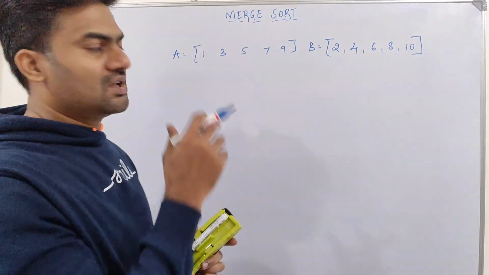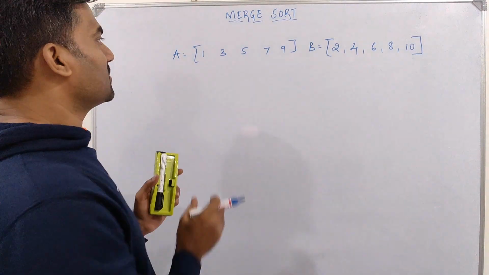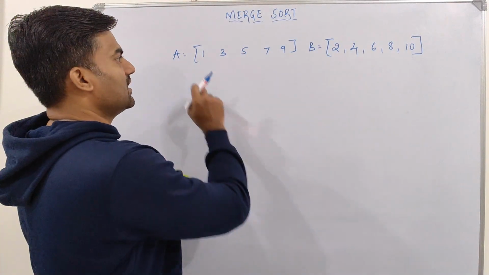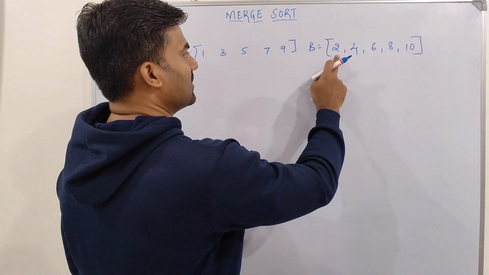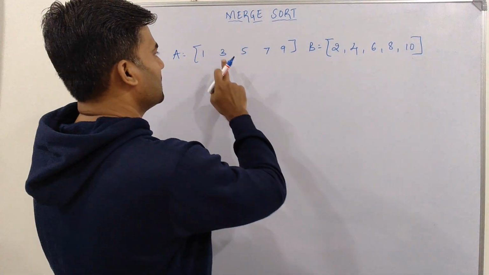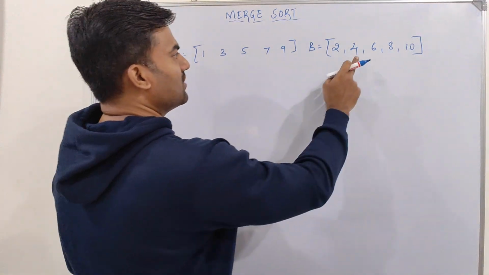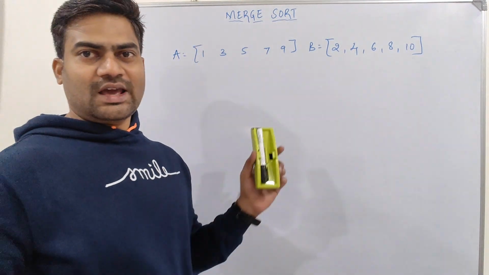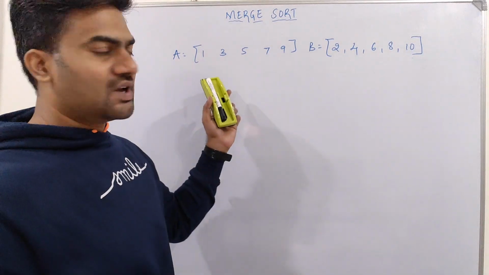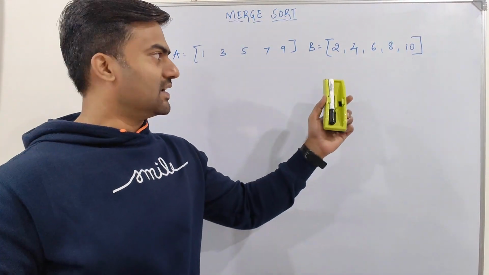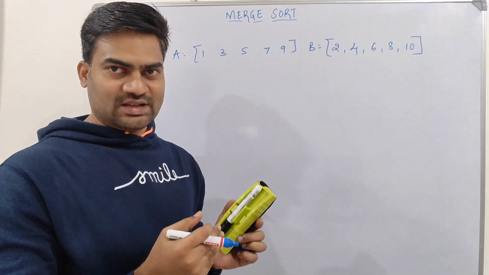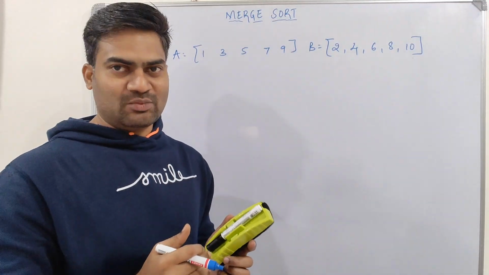For that, I can take first 1 from this one, then 2 from this array, then 3 from this array, then 4 from this array, 5, 6 and so on. So what I am trying to do is compare elements in both the arrays and pick the smaller element first.